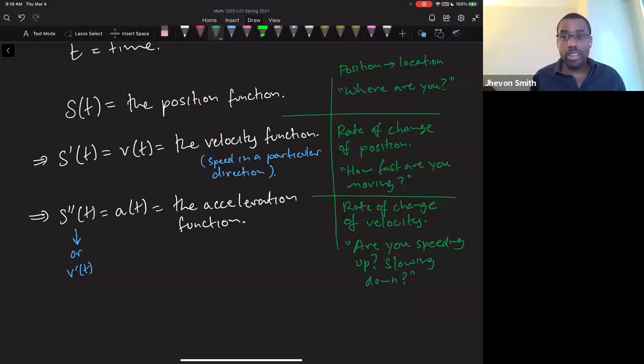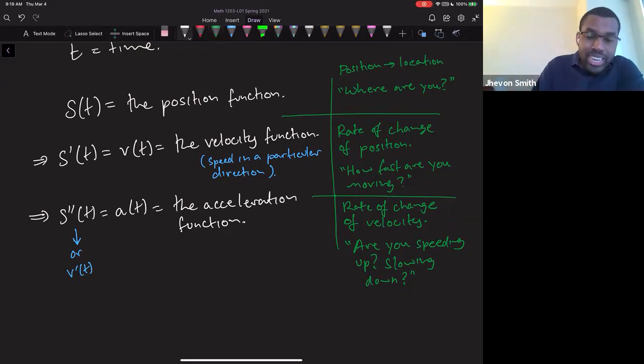So the different derivatives can answer different questions. They have different interpretations, different meanings. The second derivative of position, the interpretation would be whether or not someone is speeding up or slowing down. So usually, of course, if the acceleration is positive, it means you're speeding up.